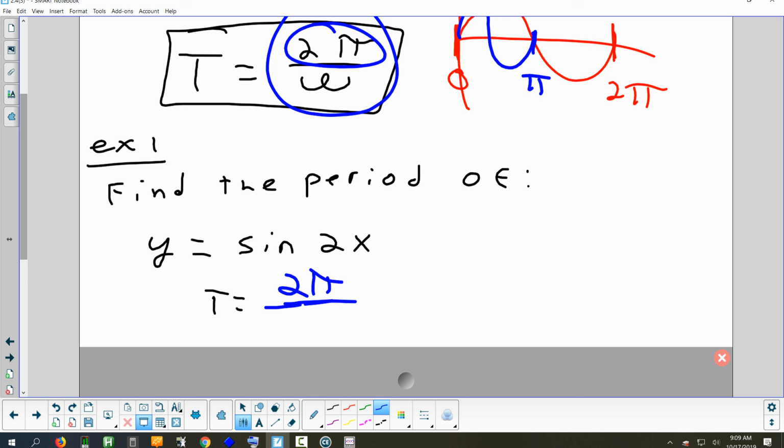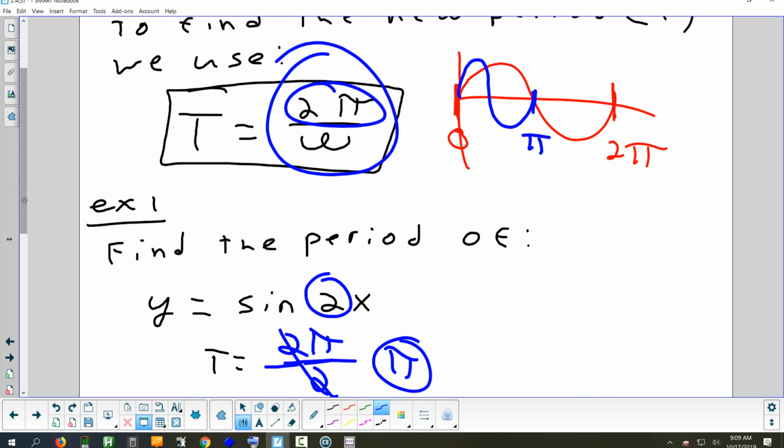No, we have a number for it. We've got to put a number in there. Oh, 2. So it's just pi. So in this case, the period is just pi. And that's what I just drew a picture of right there.